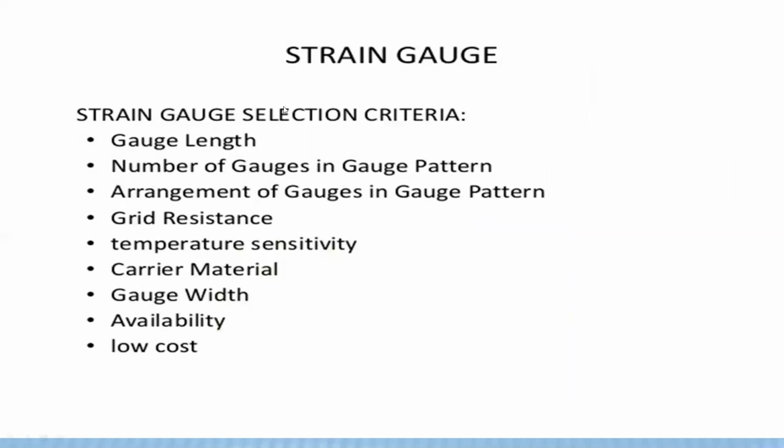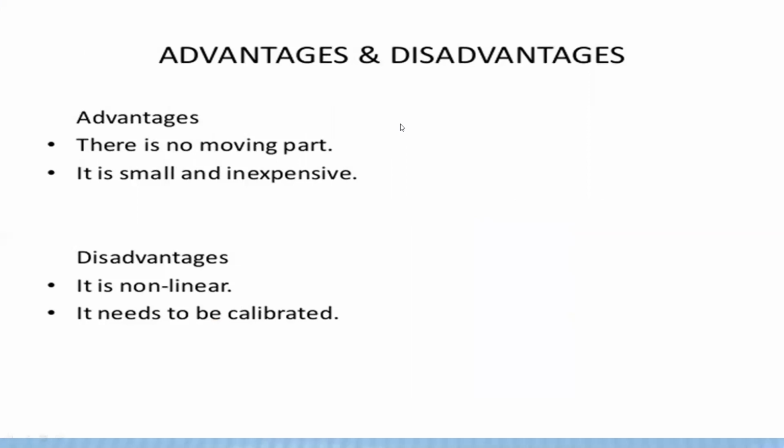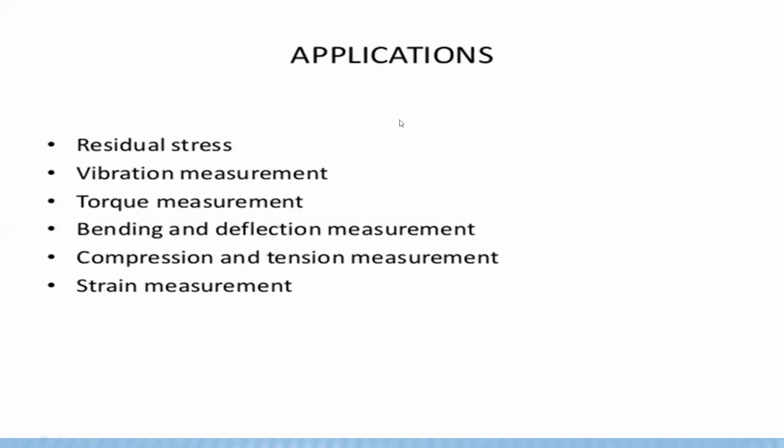So what are the strain gauge selection criteria? They are gauge length, number of gauges in gauge pattern, arrangement of gauges in gauge pattern, grid resistance, temperature sensitivity, carrier material, gauge weight, availability, and low cost. Advantages: there are no moving parts, and it is very small and inexpensive. Disadvantages: it is non-linear and needs to be calibrated.